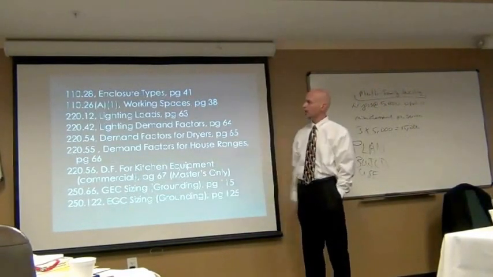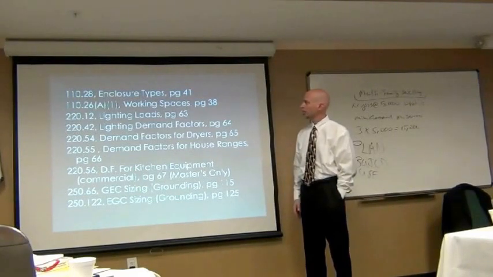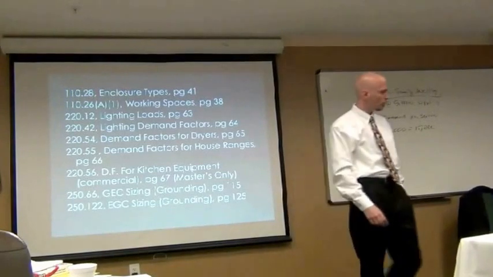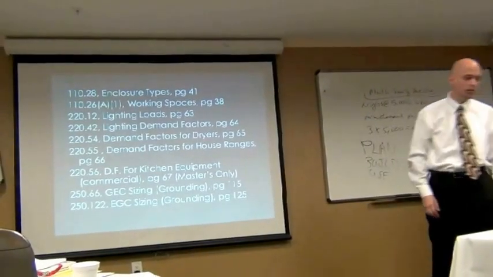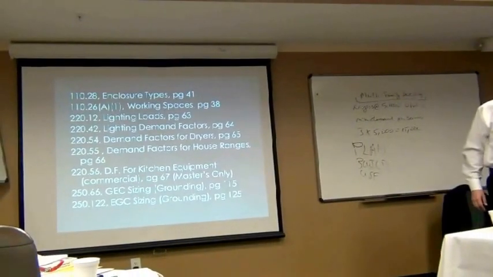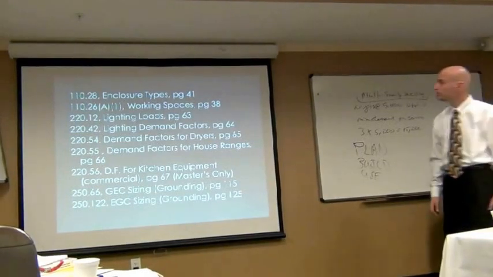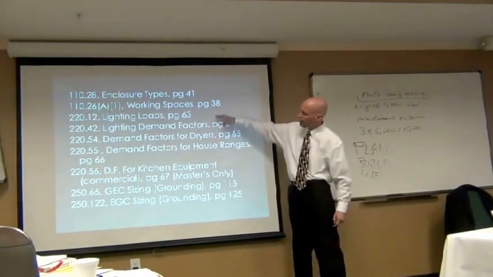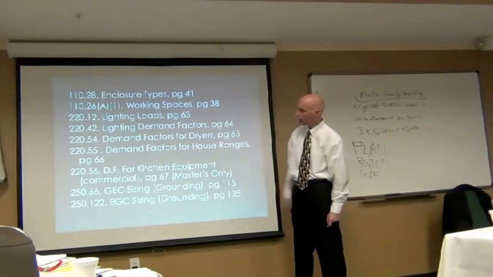So the top 2 in Chapter 1 are 110.28 and 110.26. This is your enclosure types. You should have page numbers on all the ones on there, right? Okay. 220.12, 42, 54, and 55. All 4 of these we're going to get to in a minute.